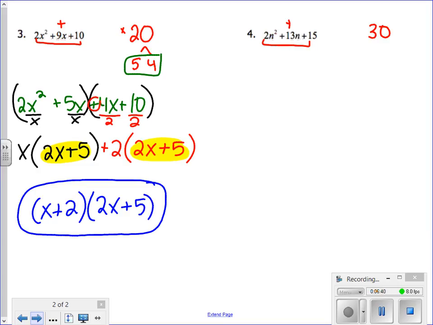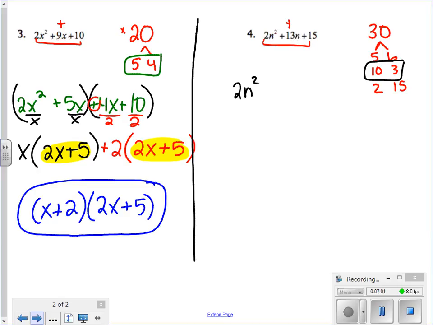Two numbers that multiply to 30 would be 5 and 6, 10 and 3, 2 and 15. It seems that 10 and 3 multiply to 30, but also add to 13, which is just what we want. So I'm going to go ahead and split the middle here. The 2n squared comes down, plus 10n plus 3n plus the last term of 15.